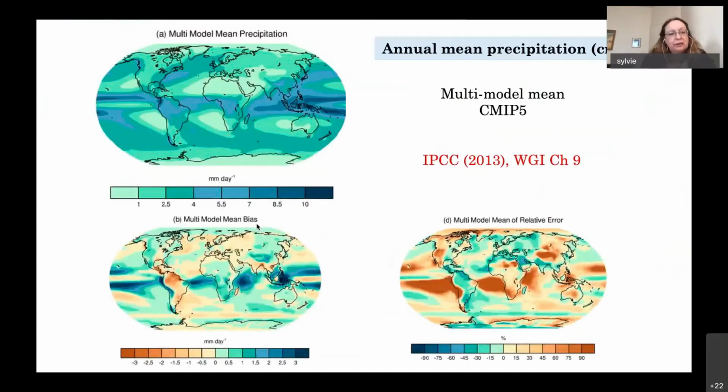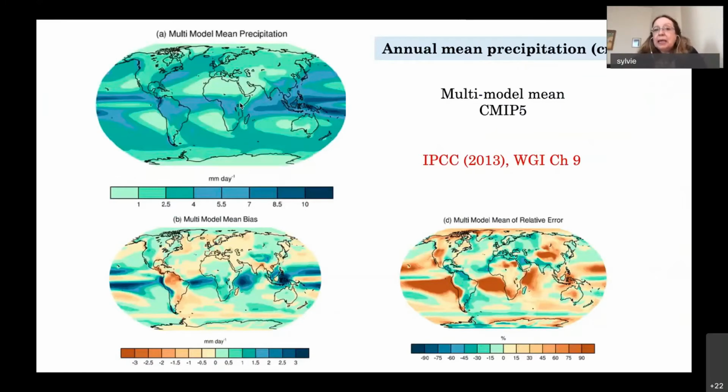Just to have a look at maps, you have the multi-model mean precipitation. That's an annual mean precipitation from CMIP5 again, so the last IPCC report. And below, the multi-model mean bias, which shows you that there are biases in those models. So even when you take the multi-model mean, you have biases, particularly in the tropics, more than in the mid-latitudes. And on the right, you see the multi-model mean relative error. This is the error of the different models relative to the multi-model mean.